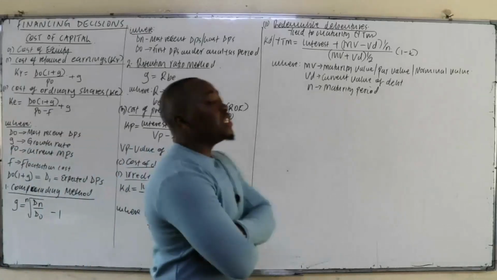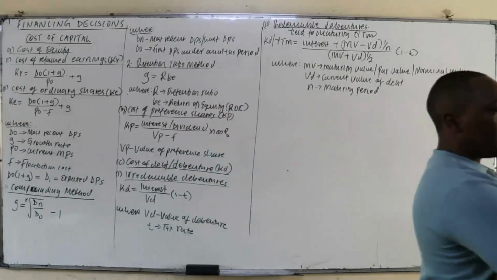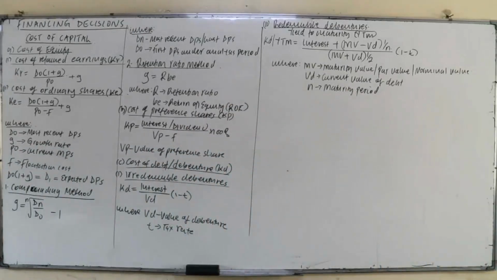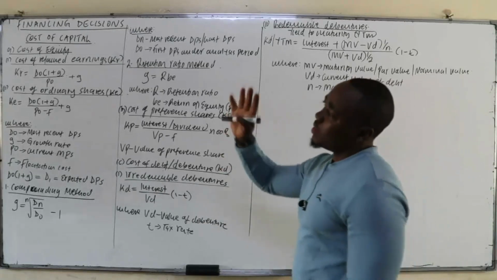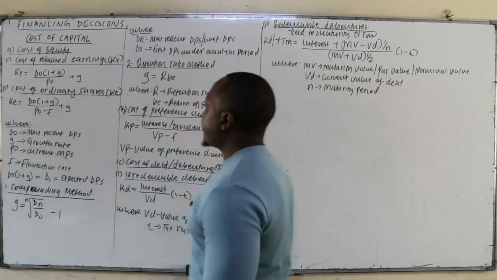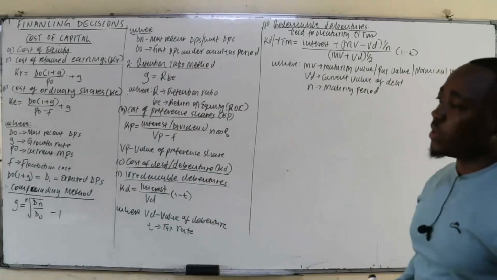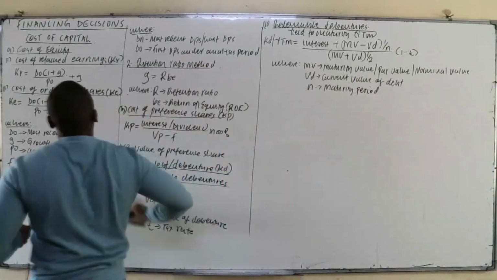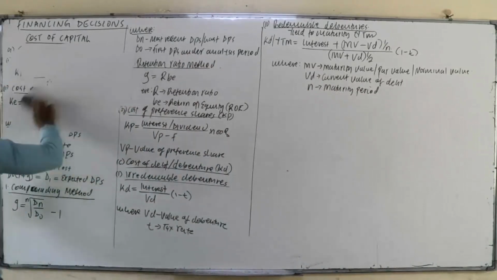NB: interest on debt is computed based on the par value. That's why you evaluate the cost of capital, the cost of equity, the cost of preference share, and then the cost of the debenture. Good. So instead of that, I want us to look at something else.